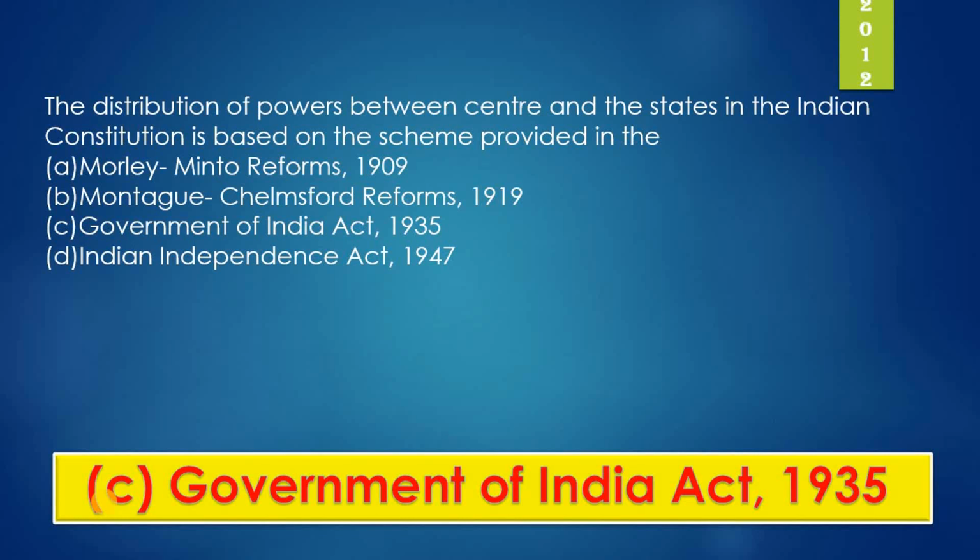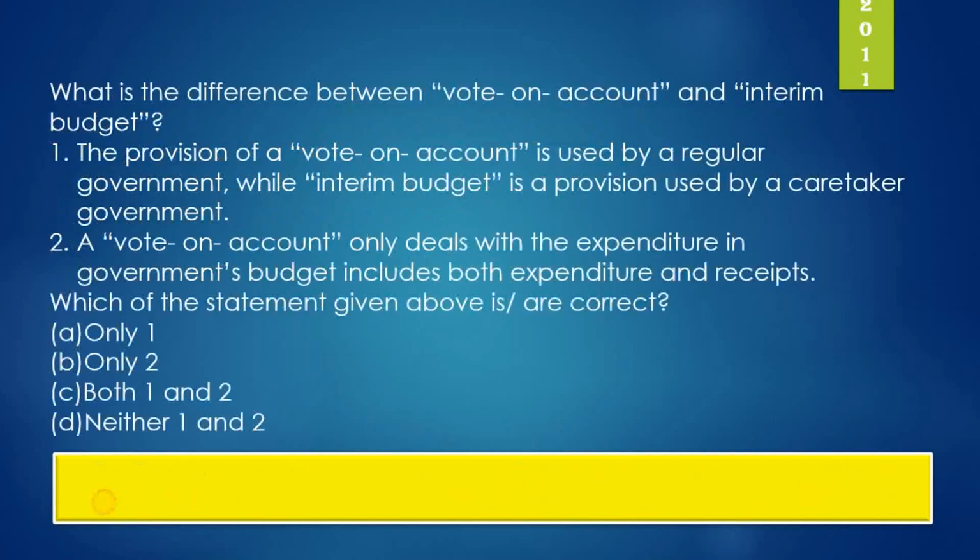So in this act, basically the powers between the center and the state in the Indian Constitution are being distributed. Okay, next question. What is the difference between vote on account and interim budget?